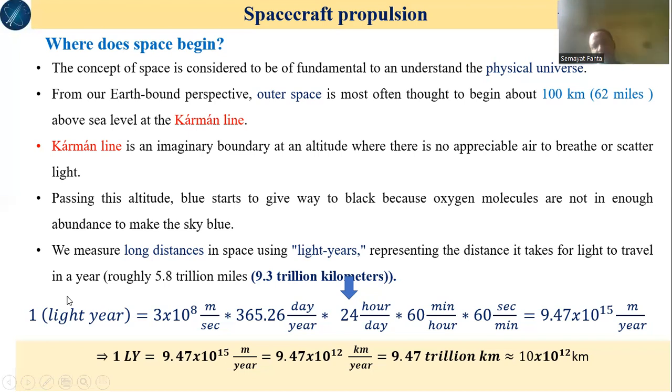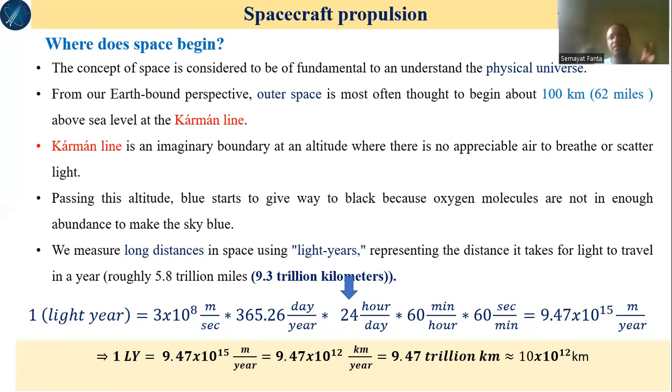So how do we measure a long distance? On the surface of Earth, we can measure with meters, inches, feet, or some other mechanism. When we go to space, the distances are so long that we cannot easily measure them with these units. So for that purpose, we use light years. What does light year mean? One light year is the distance that light travels in a year.